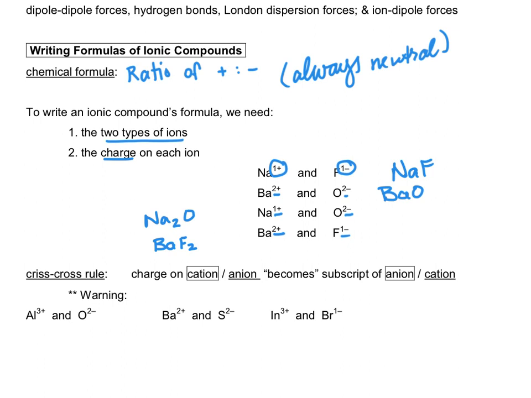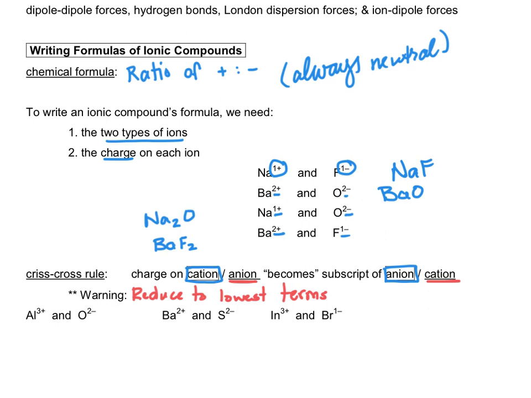Now there's this crisscross rule that works pretty much all the time with one caveat. The charge on the cation becomes the subscript for the anion, and the charge on the anion becomes the subscript on the cation. Now, this caveat, this warning, is that we have to reduce to lowest terms, because remember, this is supposed to represent not the actual number, it's just representing the ratio.